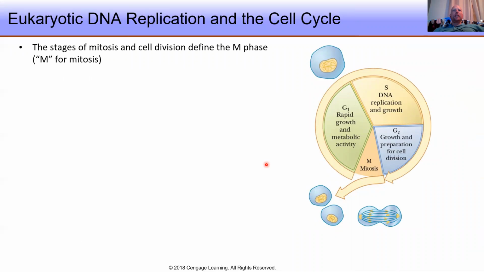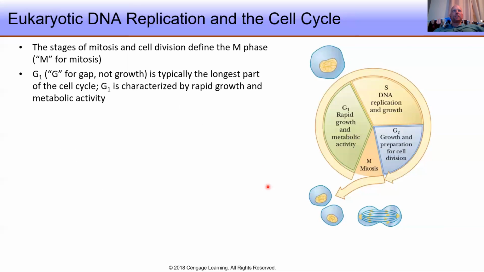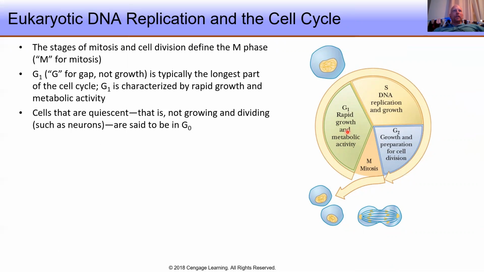Okay, so M phase is mitosis, where you get the physical separation of the cells into daughter cells. G1, gap phase, is the longest part of the cell cycle. We have rapid growth and metabolic activity, the cells preparing themselves for division. Sometimes those cells can go into G0 phase, a dormant phase, and this is something we see with nerve cells.